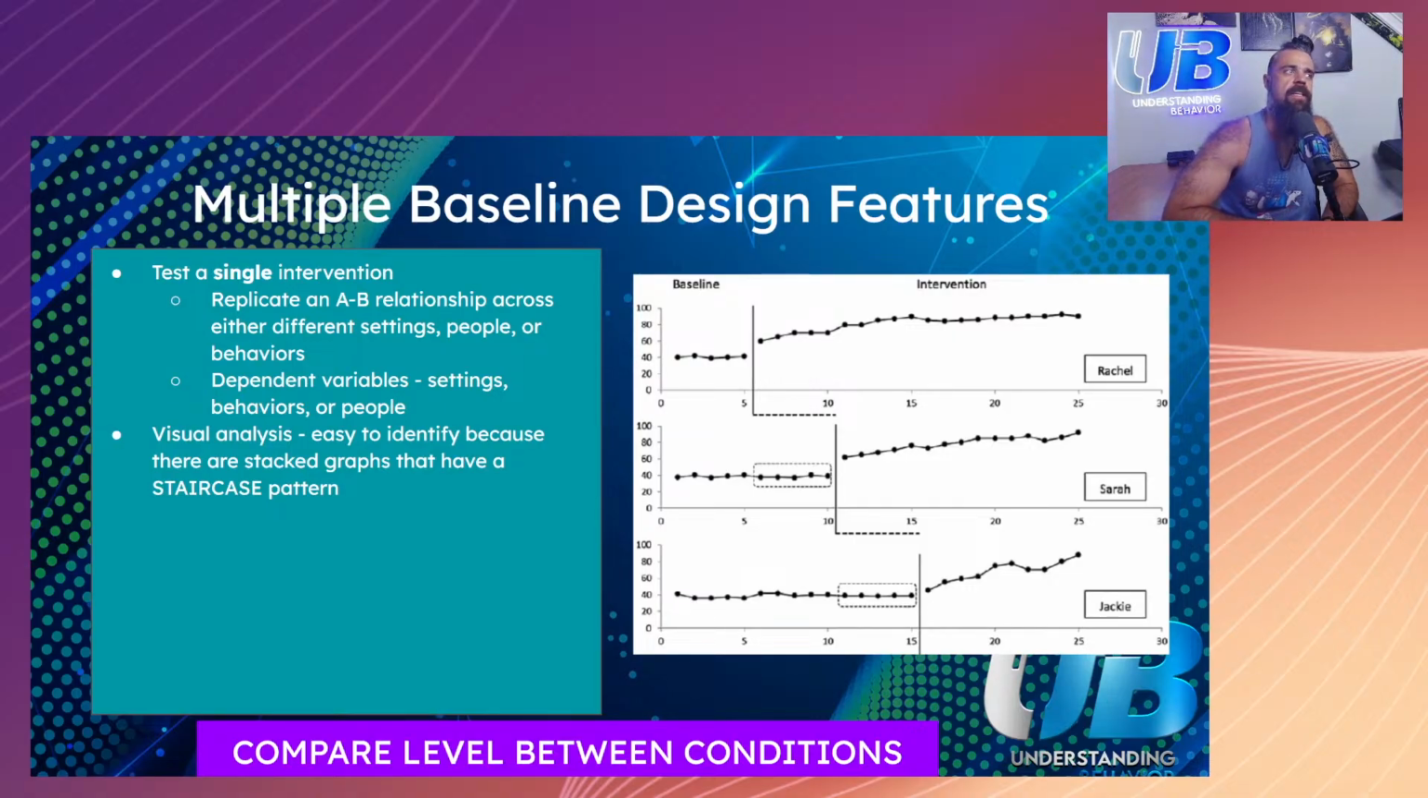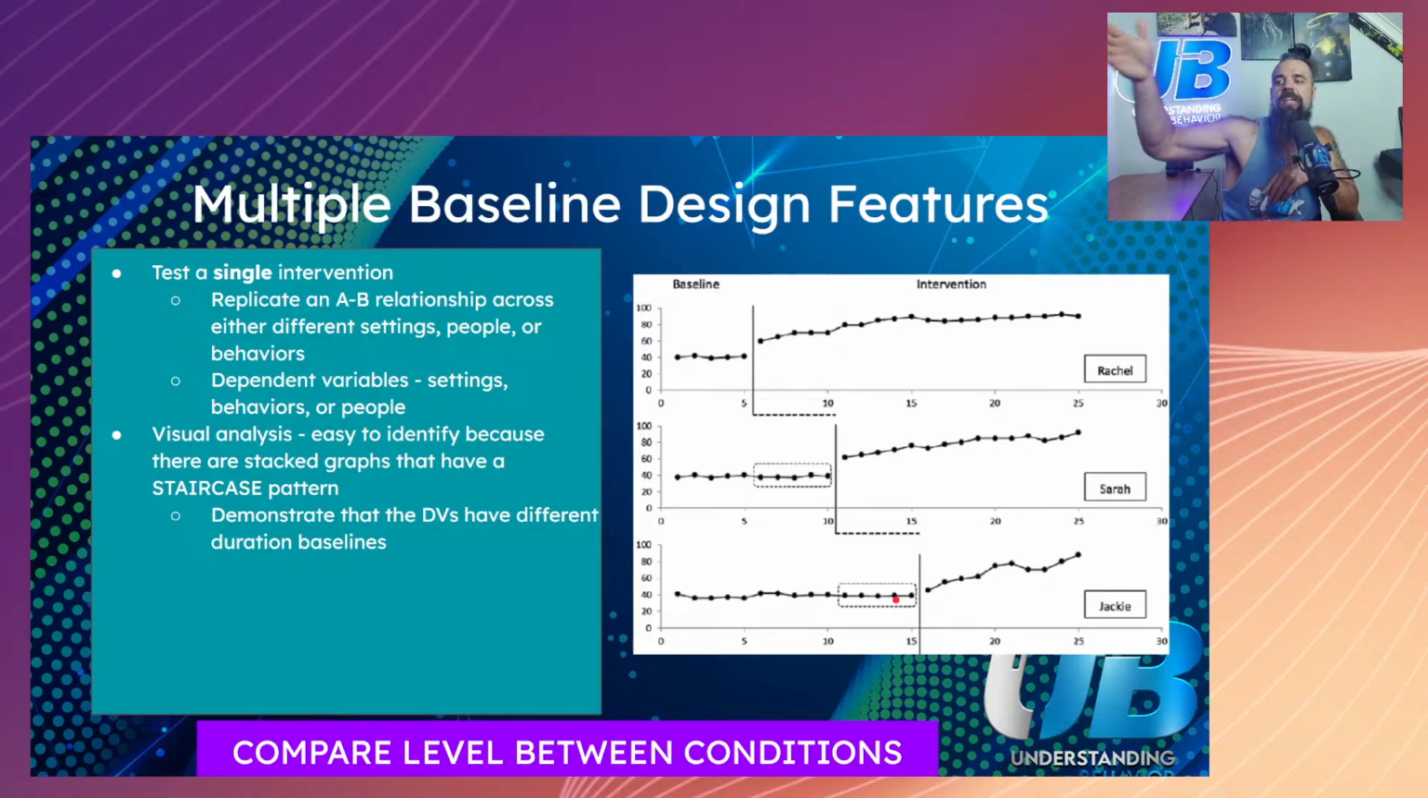For visual analysis, this one's really easy to identify. So what we want to look for is that we have stacked graphs, but not only are the graphs stacked, they form this staircase pattern with our phase change line. So what the staircase pattern does is that it demonstrates that our DVs have different duration baselines. And this is a necessary element for our multiple baseline design. So note, our first baseline is 5 sessions. Our second baseline is 10 sessions. Our third one is 15. So each one gets longer. And we can show that by seeing that phase change line occur later on.